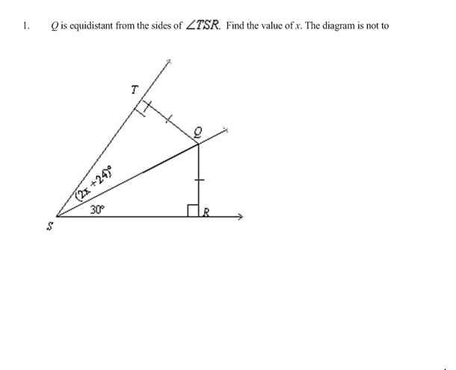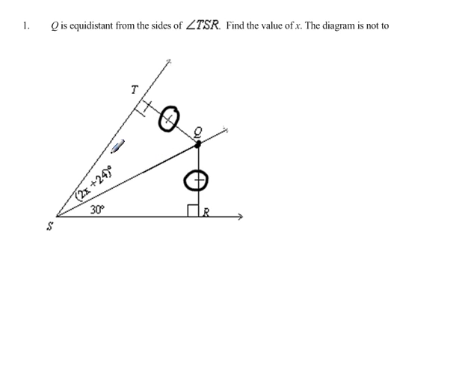Week number 12, number 1, it says that Q is equidistant from the sides of angle TSR. Find the value of x. The diagram is not to scale. That is what these marks mean, that Q is equidistant from the sides of the triangle. If it is equidistant, that means that Q lies on the angle bisector.